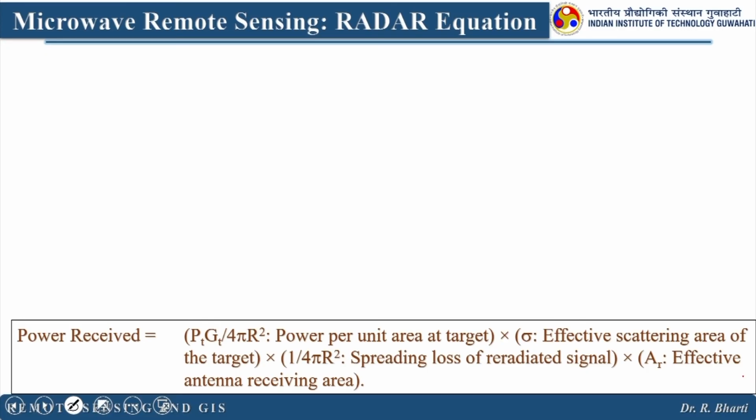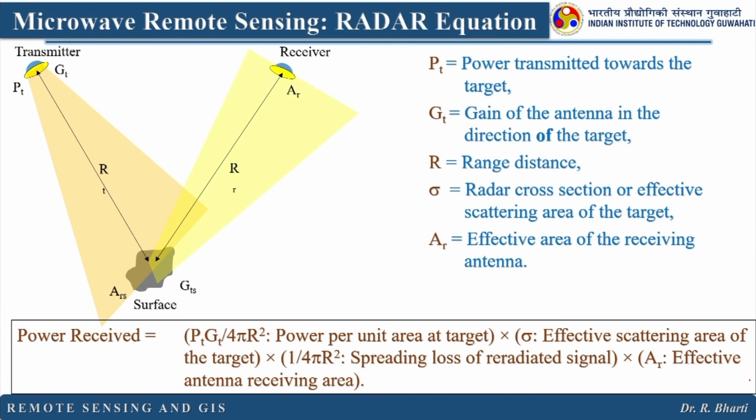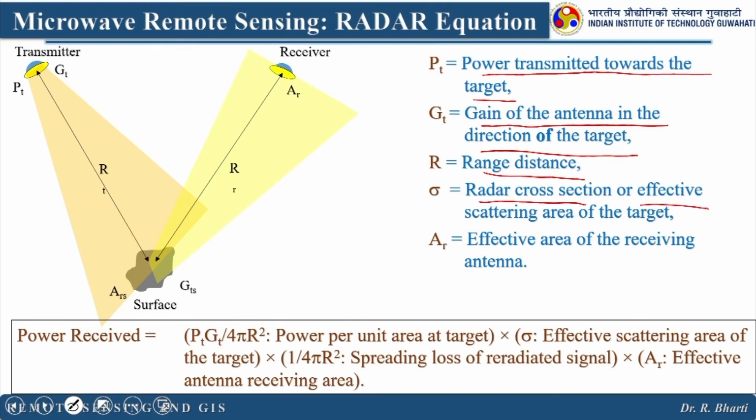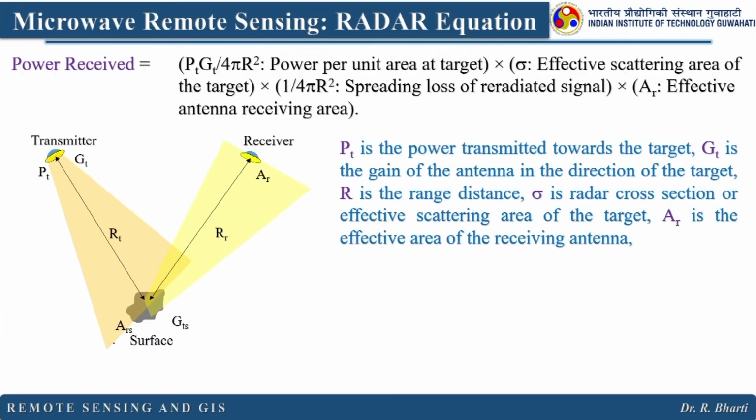So, how has this image been generated? Using the radar equation. You can see here we are using the power transmitted towards the target, then GT is the gain of the antenna in the direction of the target, R is the range distance, and sigma is the radar cross section or effective scattering area of the target, then AR is the effective area of the receiving antenna. Using this, we have calculated the received power, right.